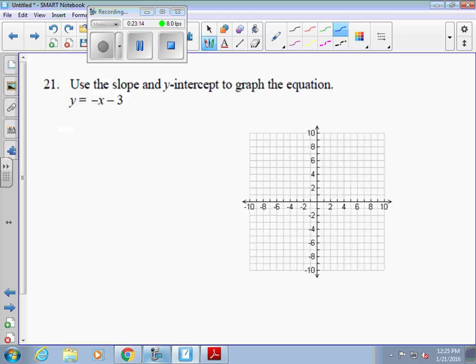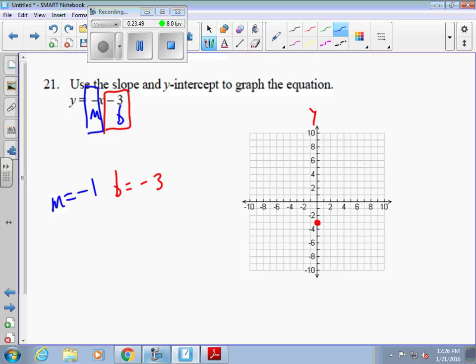Number 21 says use the slope and y-intercept to graph the equation. y equals negative x minus 3, mx plus b. Again, just like we graphed it a little while ago. B's value tells you where to begin right here, negative 3. B is negative 3. It says to begin on your y-axis at negative 1, 2, 3 right there. M's value, this one's a little harder to see, is negative whatever's multiplying x. In this case, m's value is negative 1.